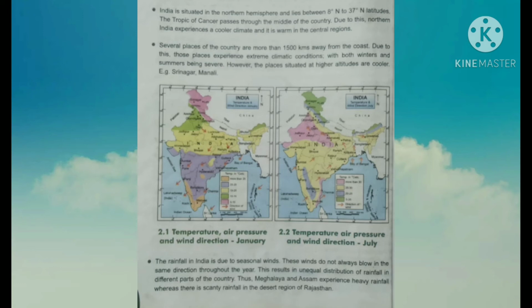Thus, Meghalaya and Assam experience heavy rainfall, whereas there is scanty rainfall in the desert region of Rajasthan.